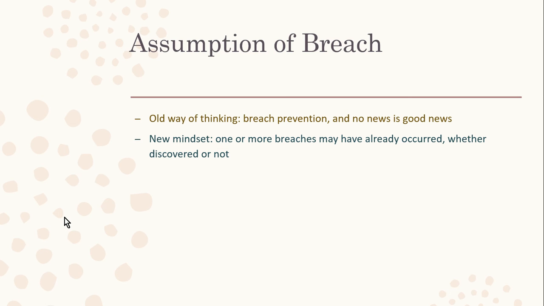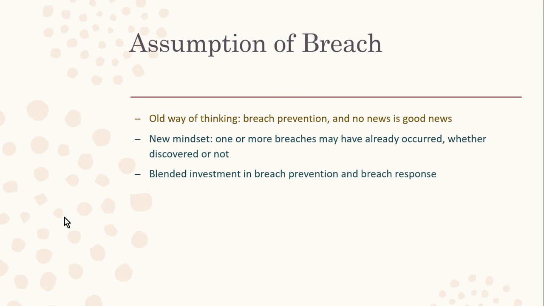However, the new way of thinking, the new mindset, is we always assume that breaches may have occurred, whether they're discovered or not. So we're constantly looking for evidence as to whether or not there's a breach. We don't wait for some evidence to bubble up to the surface. We're auditing logs. We're looking at firewalls. We're looking at what's happening on the network. And that's what our intrusion detection systems are doing, which we're going to talk about later on. So this has been a pretty significant shift.